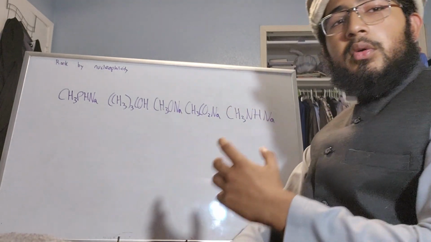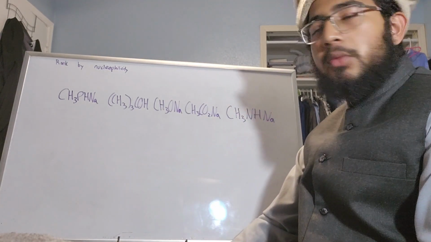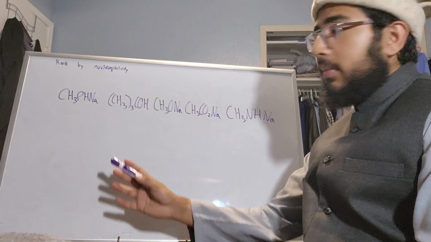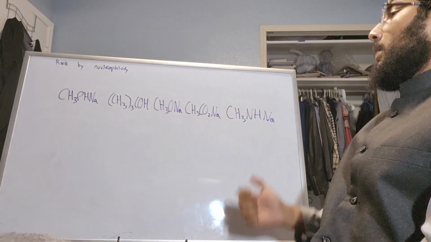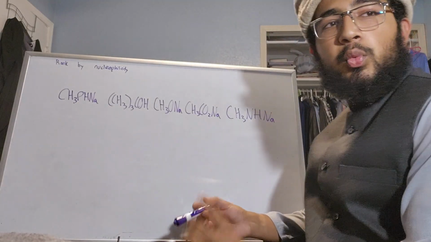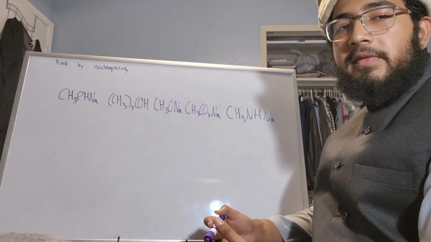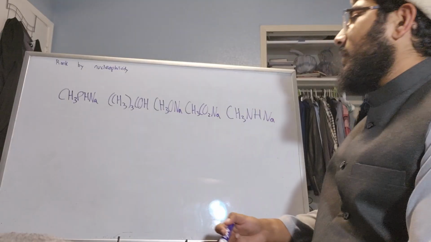Alright, today we're going to be doing a lot of organic chemistry ranking. And the first problem is rank by nucleophilicity. We have these 5 organic molecules, and we're going to rank them from 1 to 5, with 1 being the strongest nucleophile and with 5 being the worst nucleophile.